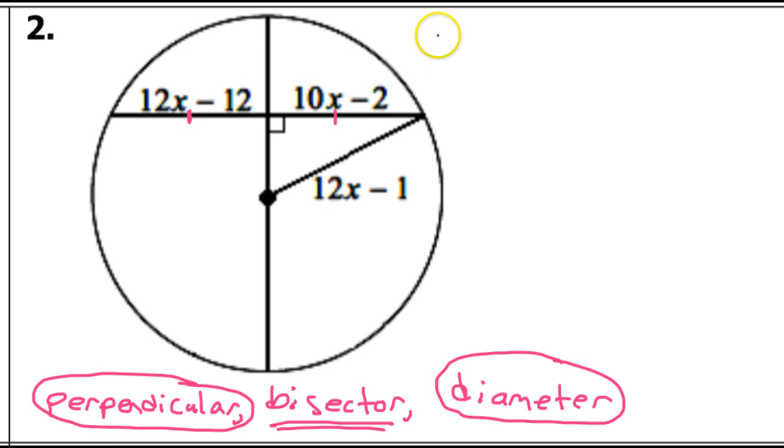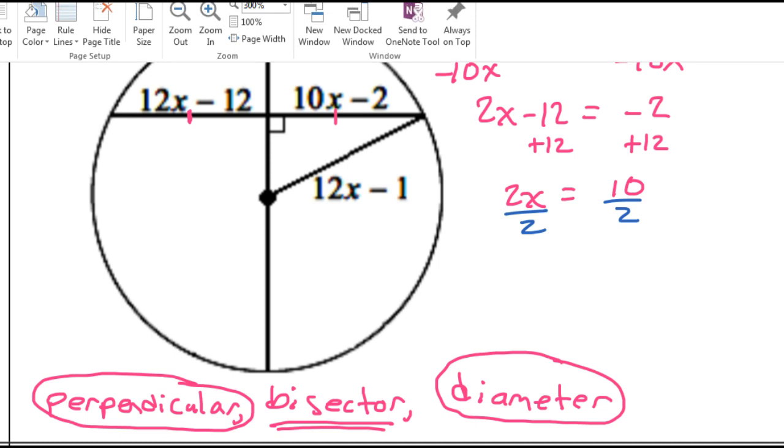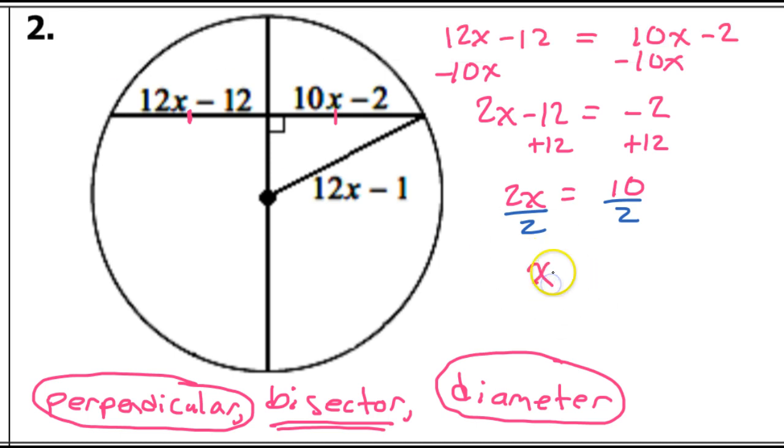So that allows me to make the equation that 12x minus 12 must equal 10x minus 2. And that's how we solve this problem. If I subtract 10x from both sides, I get 2x minus 12 is equal to negative 2. If I then add 12 to both sides, that gives me 2x is equal to 10. And then I will turn around and divide both sides by 2. That's going to give me x is equal to 5.